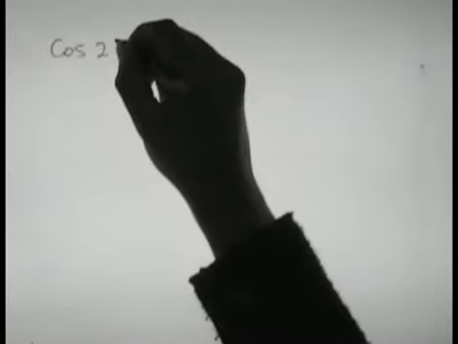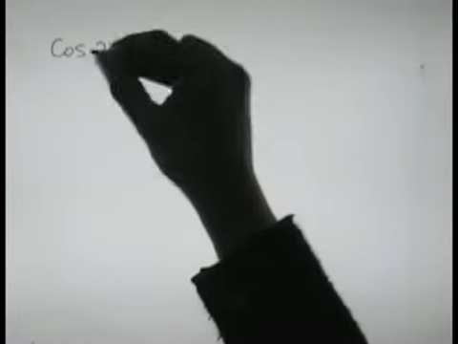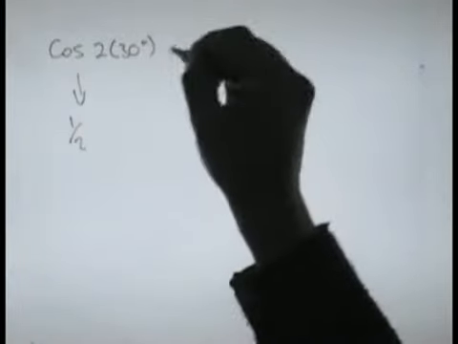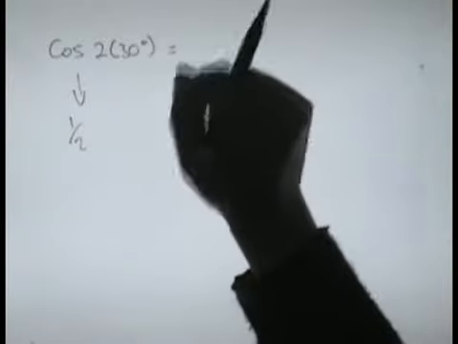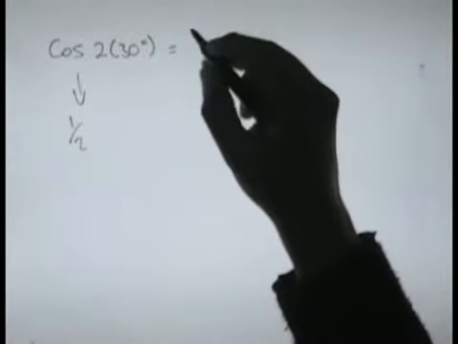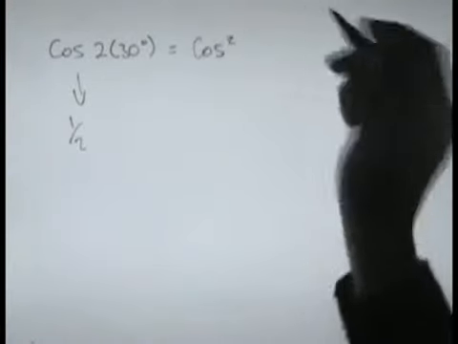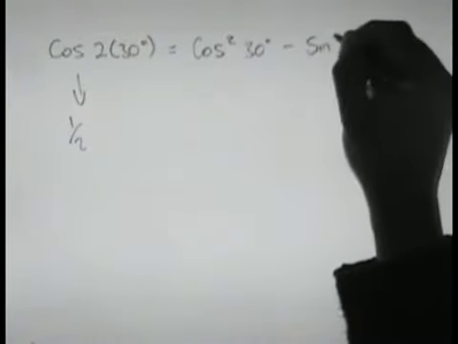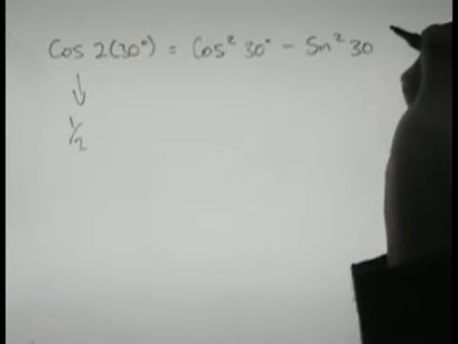The final example I'm going to look at is that of cos 2 theta. Again, I'm going to use cos 2 times 30 degrees. Now cos of 2 times 30 is the same as cos of 60, which should equal a half. Now we know that cos of 2 theta has got 3 different distinct identities. The first one being cos squared theta, so in this case cos squared 30 degrees minus sine squared 30.